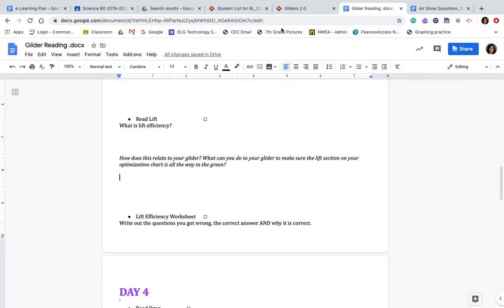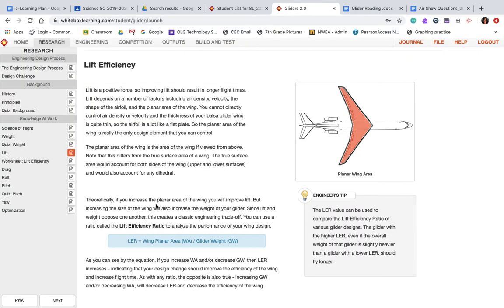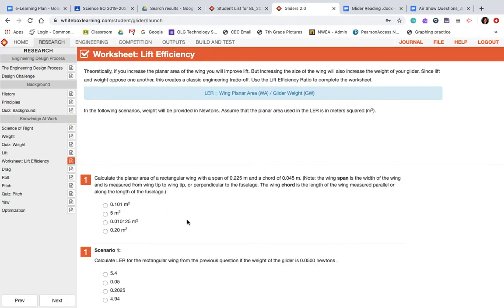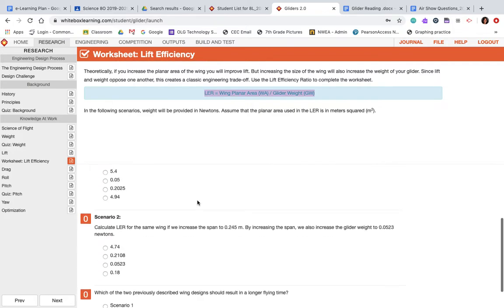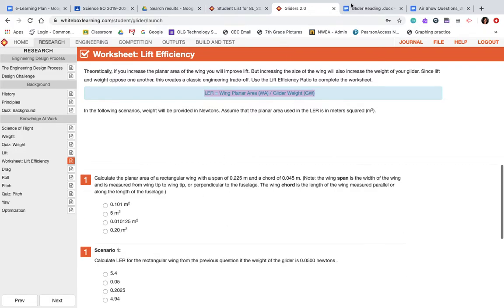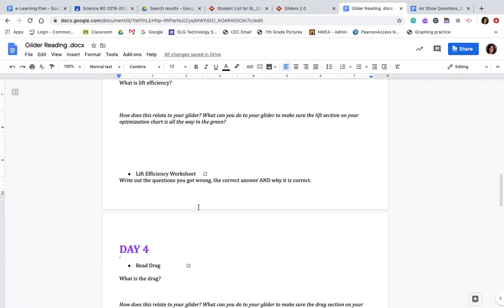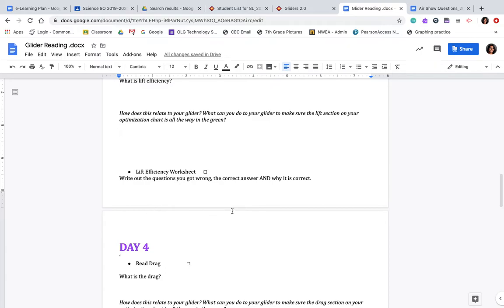The lift efficiency worksheet, again, is similar to a quiz, but you're using this equation right here. Use a calculator, obviously, if you need, but you just need to answer these 4 questions. Like the other quizzes, you'll need to write out the questions you got wrong, write the correct answer, and then why it is correct.